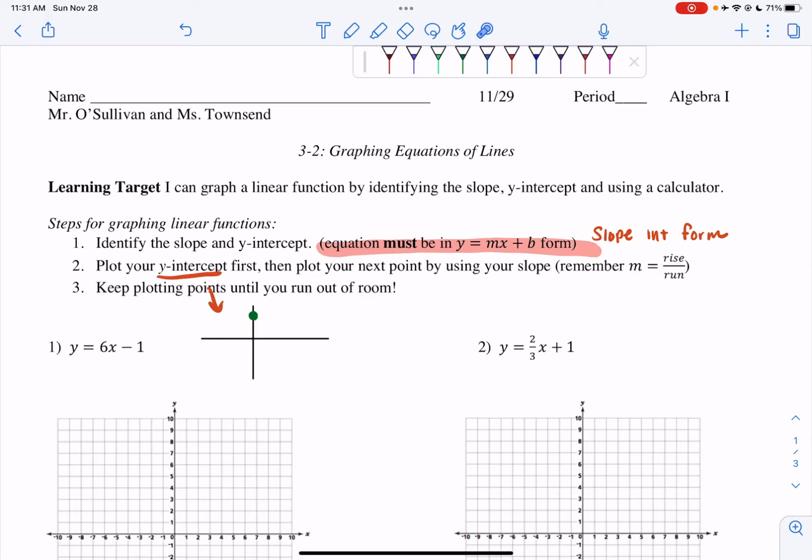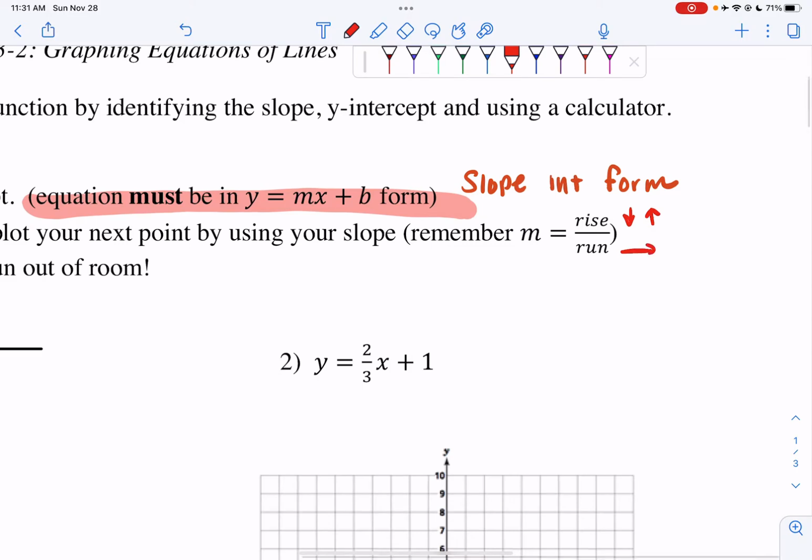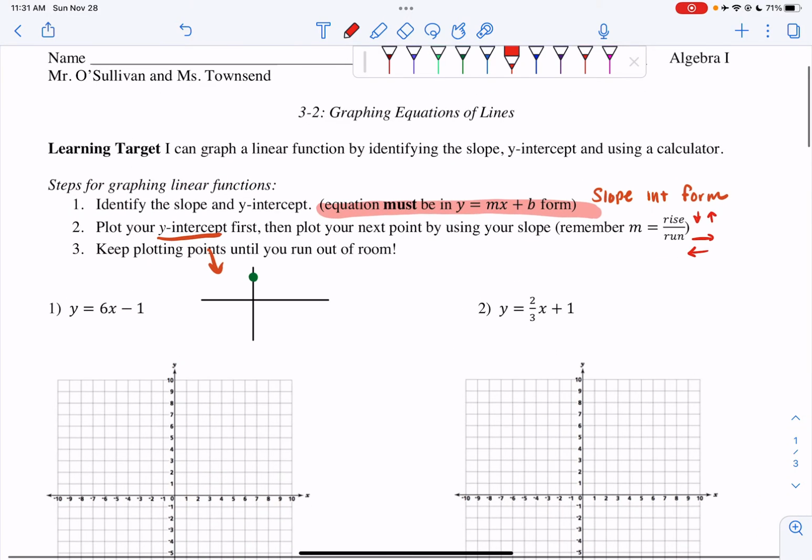Then we're going to plot our next point by using our slope. Remember, slope is equal to rise over run. When we say rise, we're talking about going up or down. And when we're talking about running, we're just talking about going to the right or to the left. And then you just keep on plotting points until you run out of room.